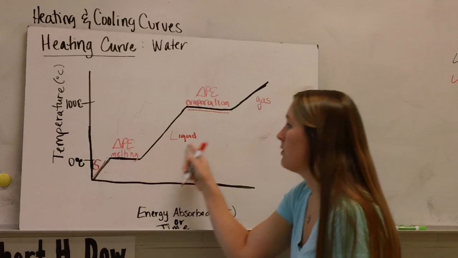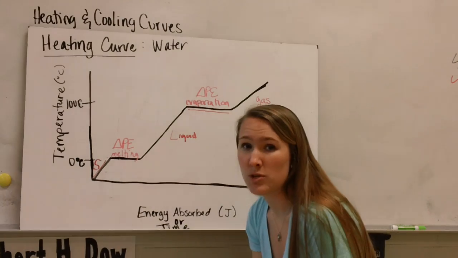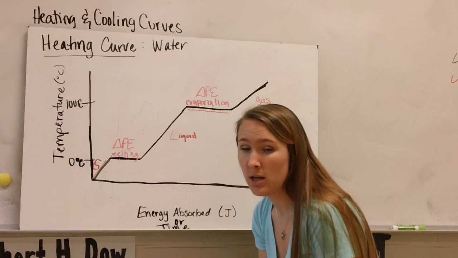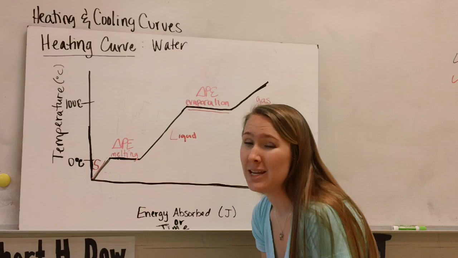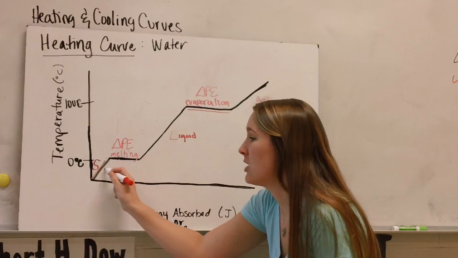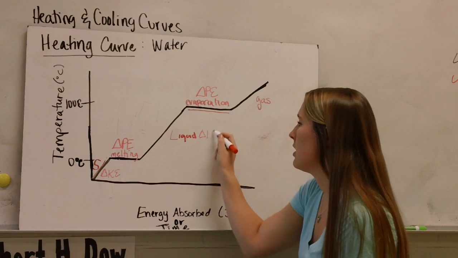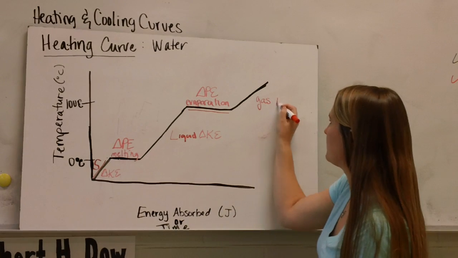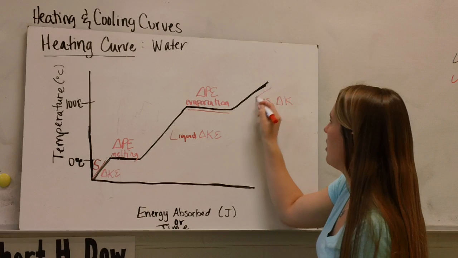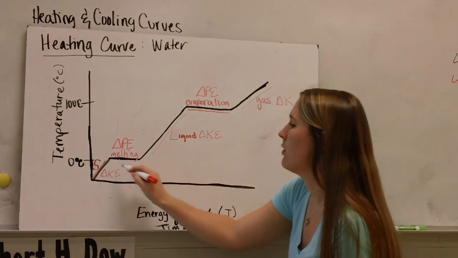Now at our different phases, we're increasing the temperature. Temperature and kinetic energy are directly proportional. So as I increase the temperature, I'm also going to increase my kinetic energy. So that's our changes in kinetic energy. And that's along the sloped line for all of these.